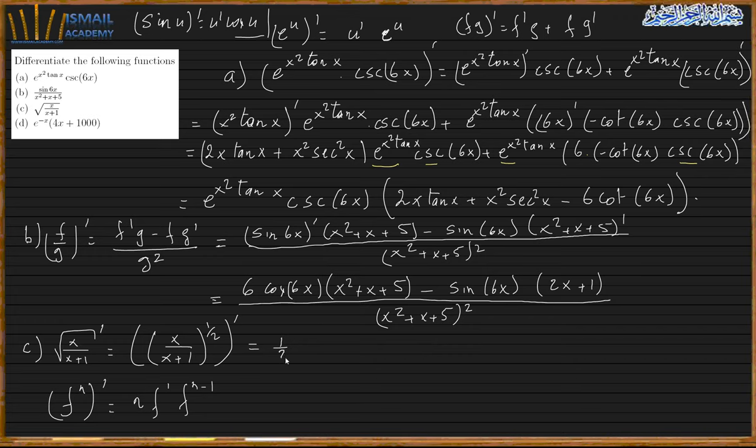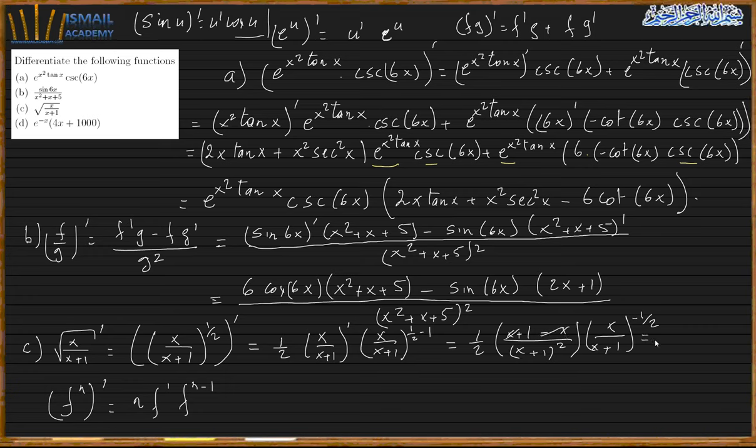So here it is going to be half x over x plus 1 prime times x over x plus 1 to the half minus 1. So here this is the quotient rule, going to be half. The quotient rule we just did in one example, so it's going to be x prime times x plus 1, so it's going to be x plus 1 minus x over x plus 1 square, because x plus 1 prime is just 1, times x over x plus 1 to the minus half. And here I simplify, so here will be 1 over 2 times 1 over x plus 1 square.